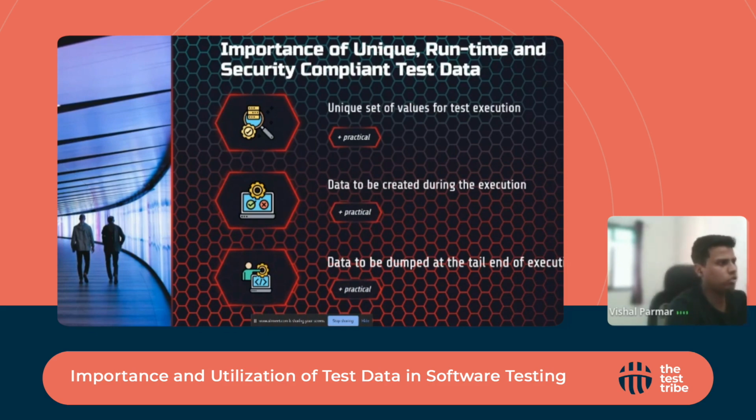So again, to revise the importance, there are three factors: uniqueness of the data, it is created during the runtime, and as it is being created during the runtime, it is not being stored in our system. It is created when the execution starts. By execution, I mean either functional or automation or performance, and it gets destroyed. It gets dumped at the tail end of the execution. So the data that we're creating stays within the execution only. It is not being stored anywhere. So that is the importance of it.